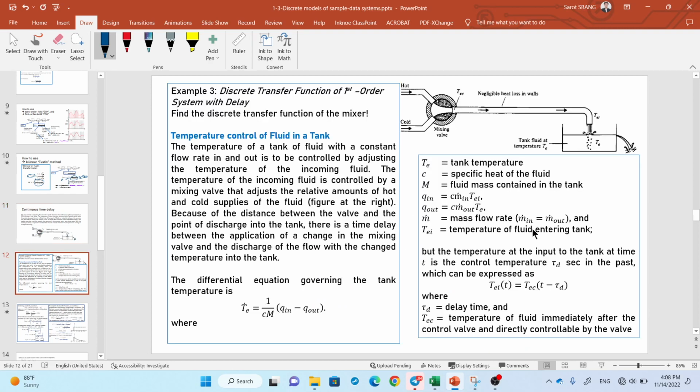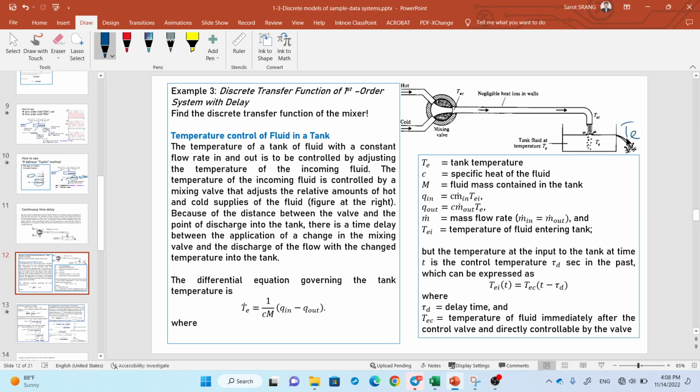Well, yeah, so actually the problem of temperature control of fluid in a tank is the same as what I explained earlier. Now I just go directly to the equation. The problem here is very simple actually. Suppose we have the same type of liquid but just different temperature, okay? And then we want to control the output temperature here.